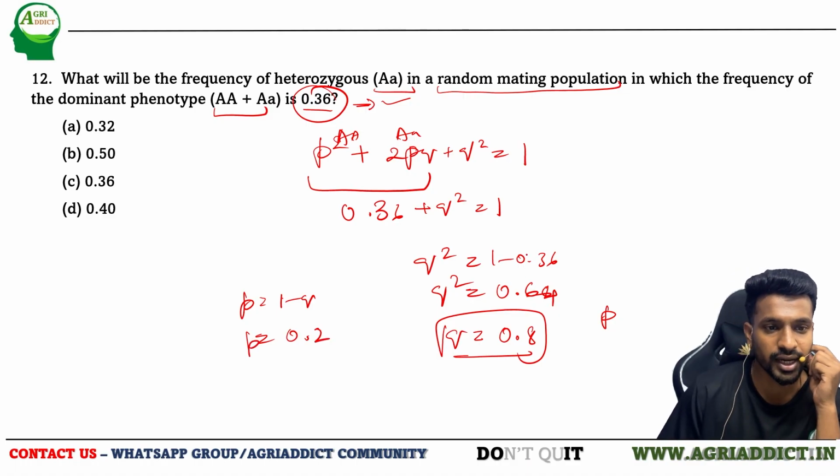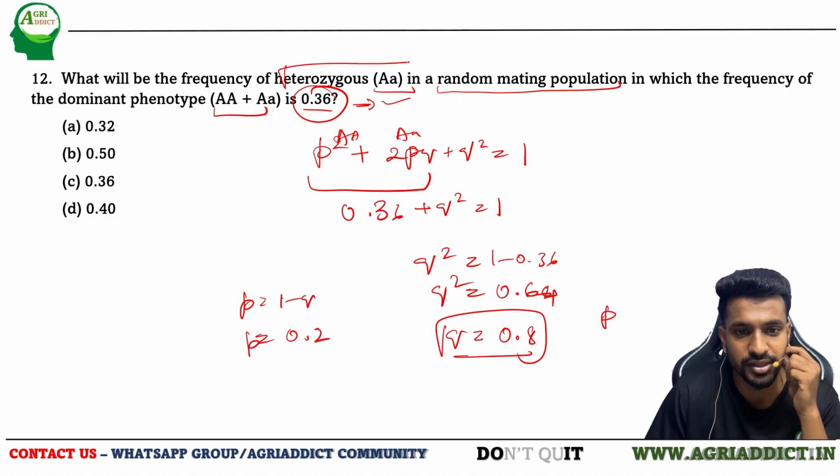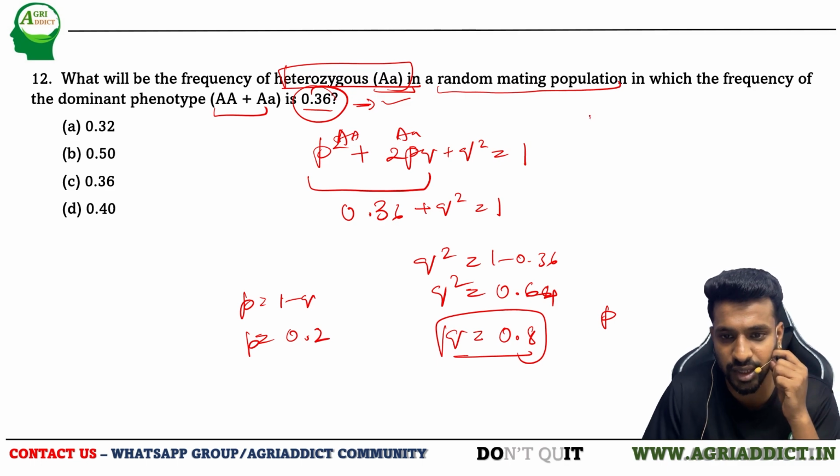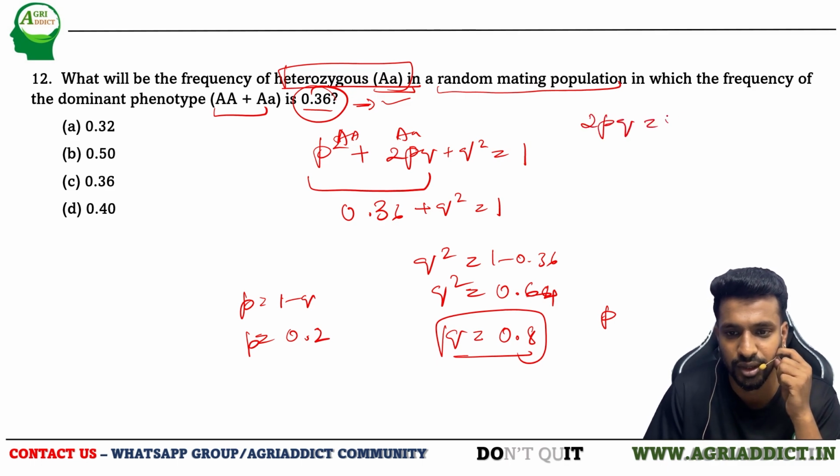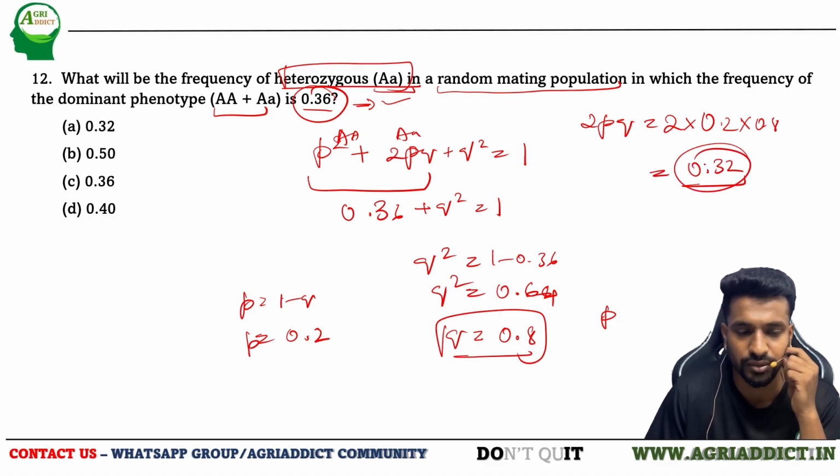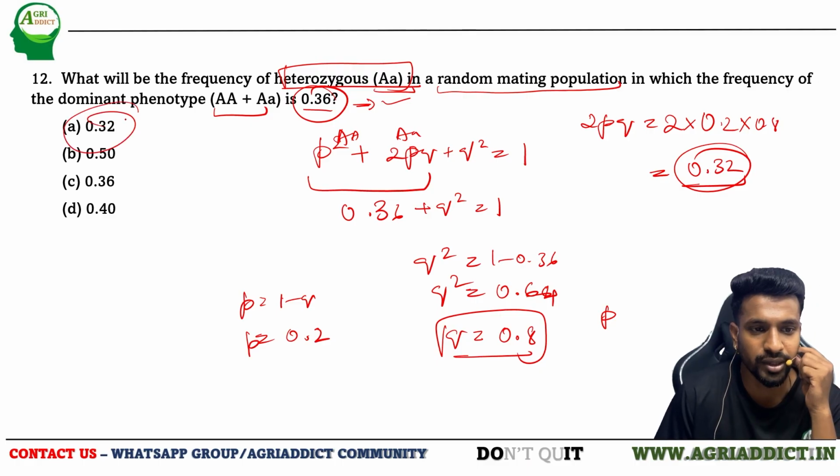And then what they are asking is the frequency of heterozygous. The heterozygous, we know that it is 2 into pq. So 2 into p is 0.2 and q is 0.8. If we substitute, it is 16 to the 32, it is 0.32. So the answer would be 0.32.